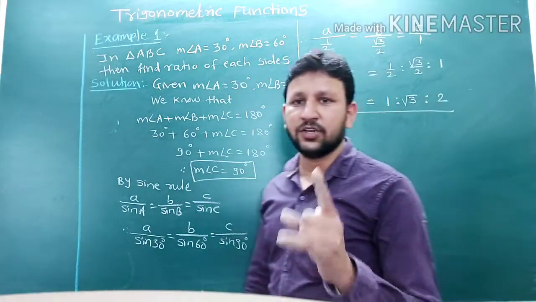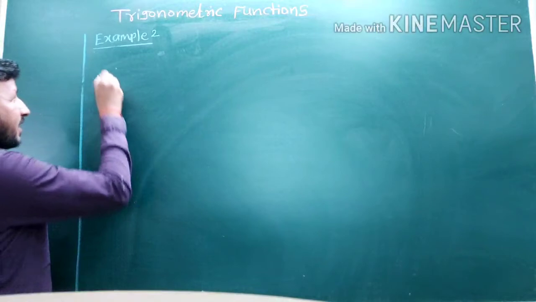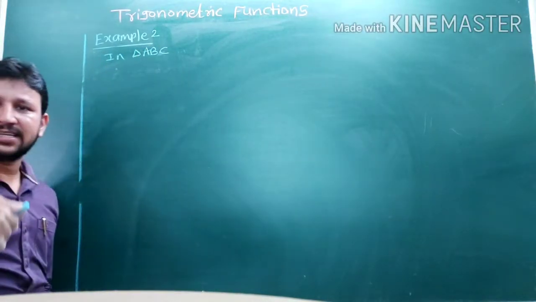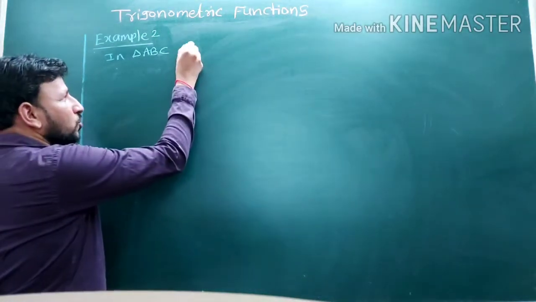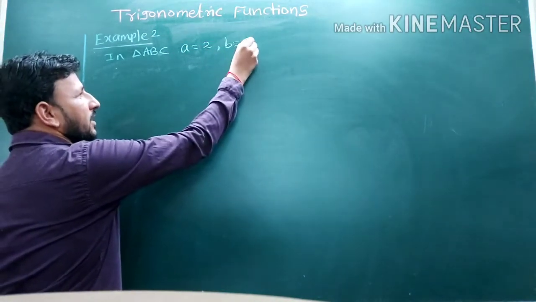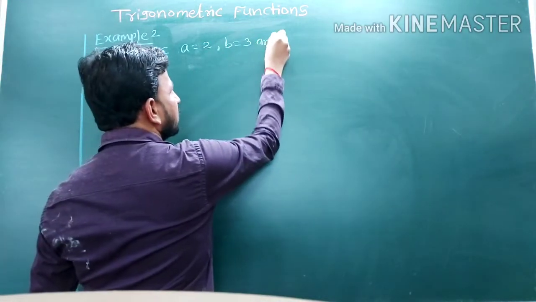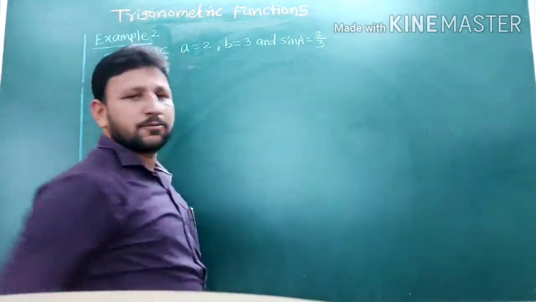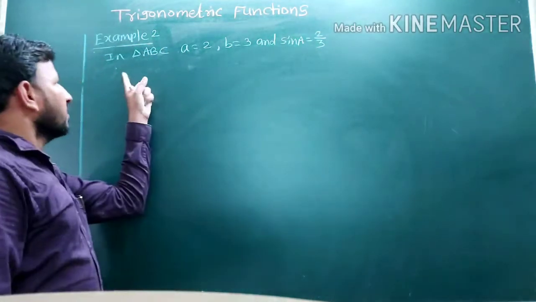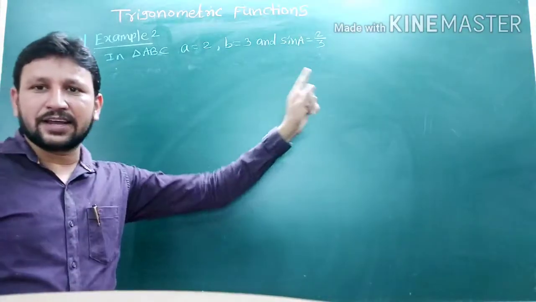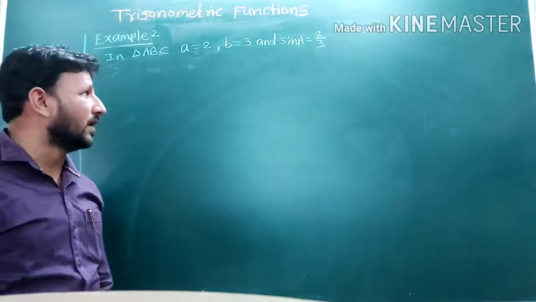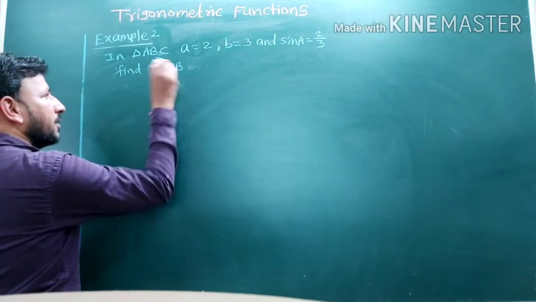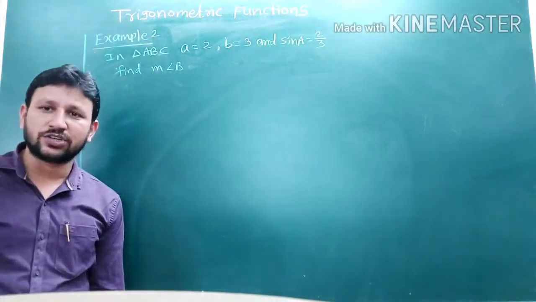Now, let us continue with one more sum. In triangle ABC, the lengths of sides, that is a is equal to 2, b is equal to 3 are given, and the value of sine A is equal to 2/3. Given values: side lengths a, b and the sine of angle A is given as 2/3. The question is, find the measure of angle B. See the solution for this problem.